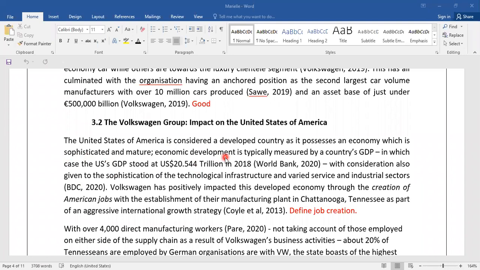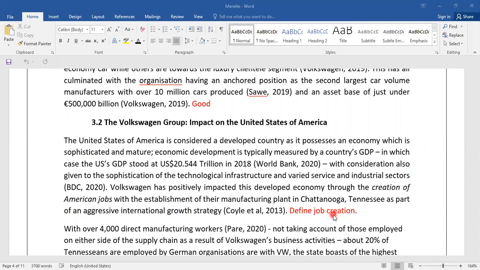Let's continue. Volkswagen has impacted this country through the creation of American jobs, with the establishment of their manufacturing plant in Tennessee as part of an aggressive international growth strategy. This is fine, but I would recommend that you define job creation.